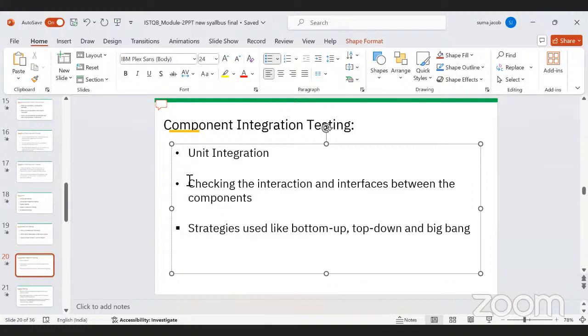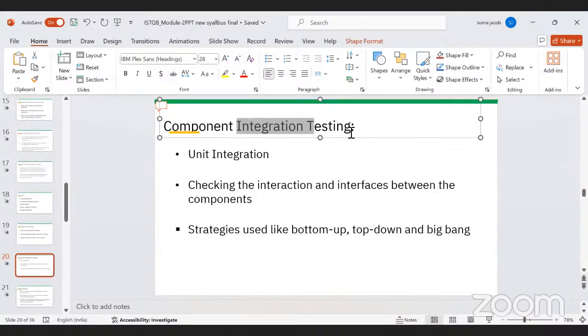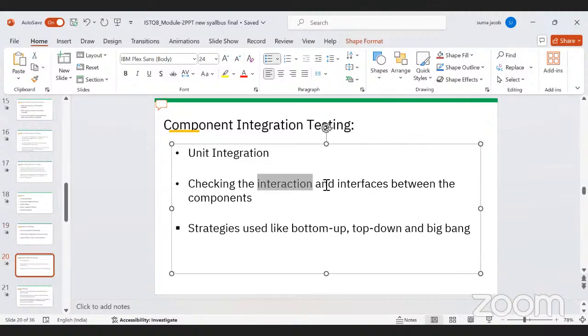So for that, we use different approaches like bottom up, top down, and big bang approach. So this is an integration testing phase. These words are very important in integration testing: the interaction, the interface. We are actually checking the interaction or the interface or the communication between the different components.